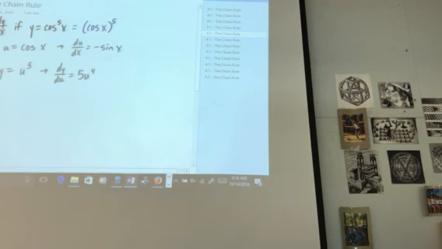All right, so dy du times du dx is 5u to the 4th times the opposite of the sine of x. All right, then we need to do our back substitution.